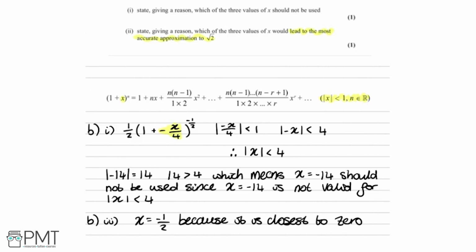So both of these were just 1 mark questions. So we get 1 mark here for correctly choosing x equals minus 14 and giving a valid reason. And we get 1 mark here for correctly choosing x equals minus a half and giving a valid reason.